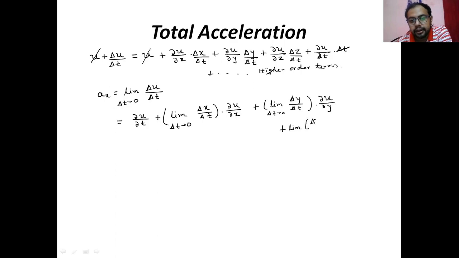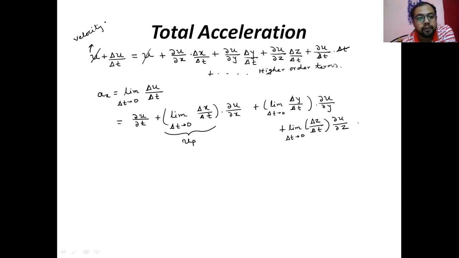Plus limit delta z by delta t, where delta t tends to 0, del u. That is the thing. So that is the curve because of the limit. So what is that? The position change with respect to time is nothing but the velocity, the rate of change of displacement. It is the velocity of the particle, where u was the velocity of the flow. U here is the velocity of flow.